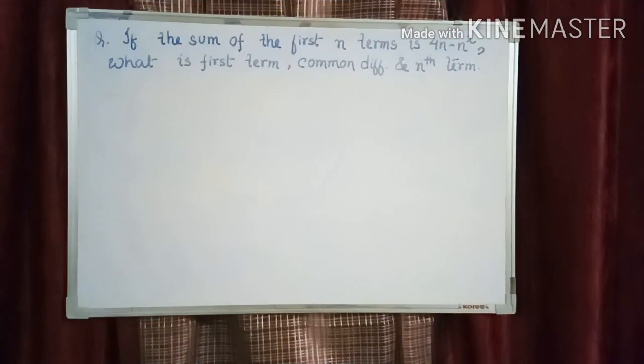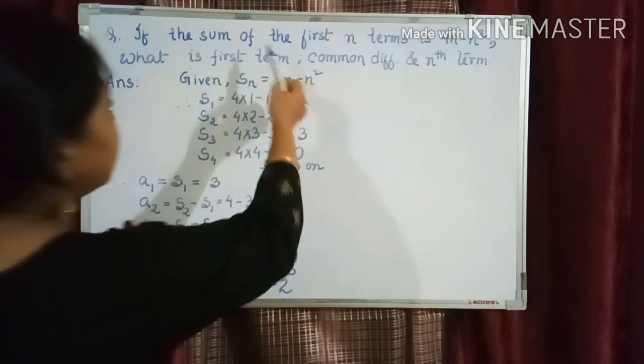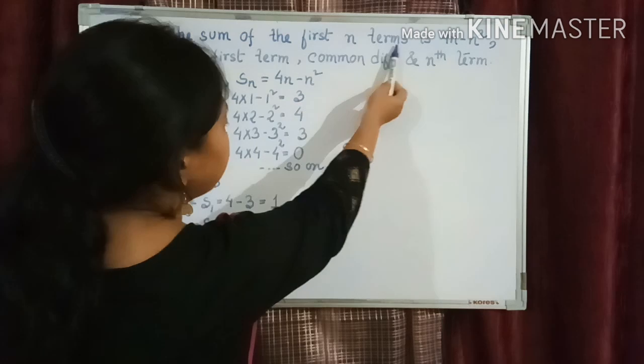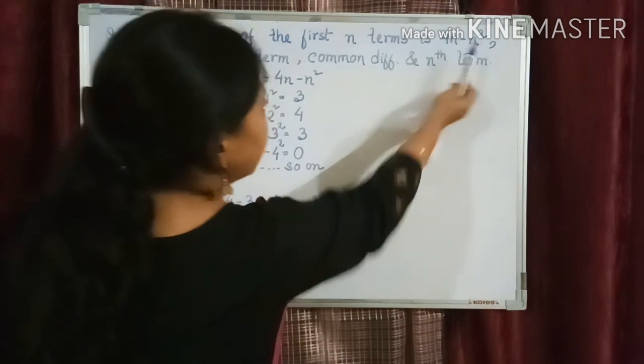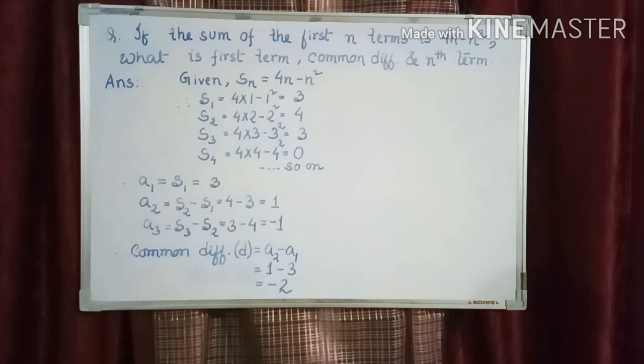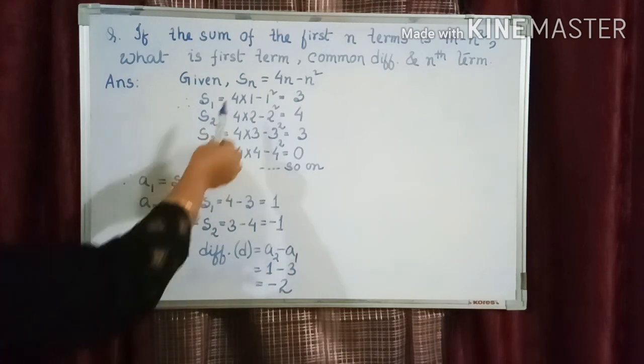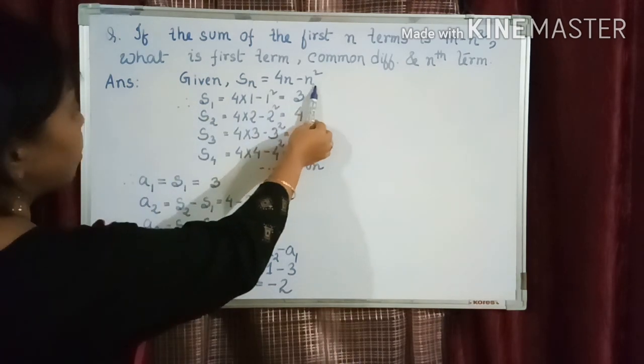Now look at this question. If the sum of the first n terms is 4n minus n square, what is the first term, common difference and nth term? Here it is given that the sum of first n terms is 4n minus n square, which means this is the expression for the sum of first n terms, the Sn value. So that is why I wrote Sn is equal to 4n minus n square.